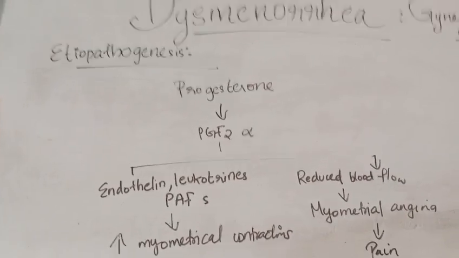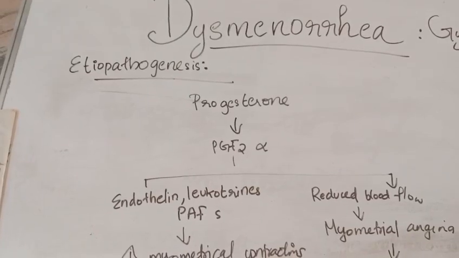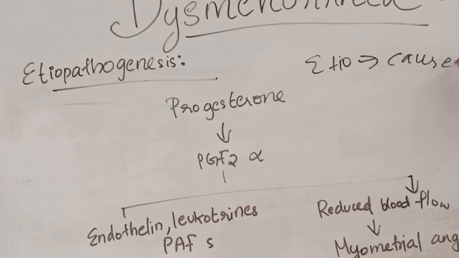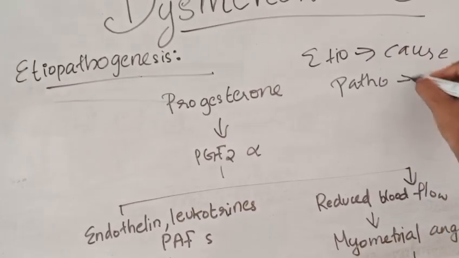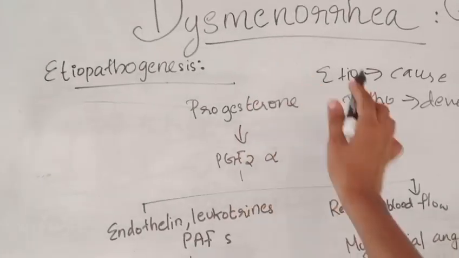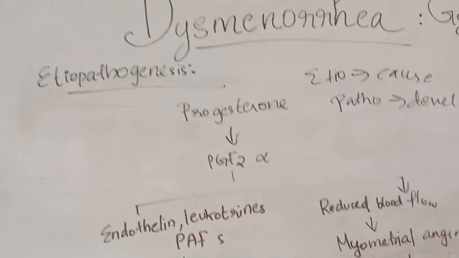Moving to the etiopathogenesis. What do you mean by etiopathogenesis? Etio means what? Cause. And pathogenesis means what? Development. So in etiopathogenesis, we look at the cause and how dysmenorrhea develops.